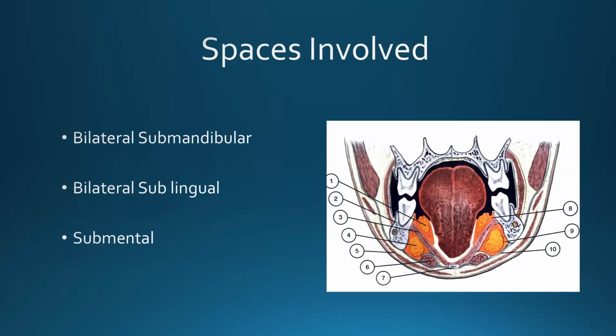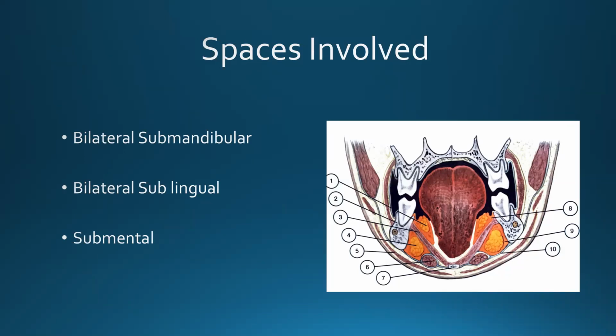Now, what are the spaces involved when we speak about Ludwig's angina? A very important thing for everyone to understand is that Ludwig's angina is involvement of bilateral submandibular, bilateral sublingual, and submental spaces. Now, the most important word here is bilateral. If the disease is not involving bilateral submandibular and bilateral sublingual spaces, it is essentially not Ludwig's angina.